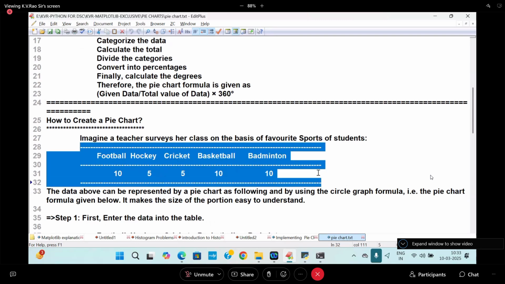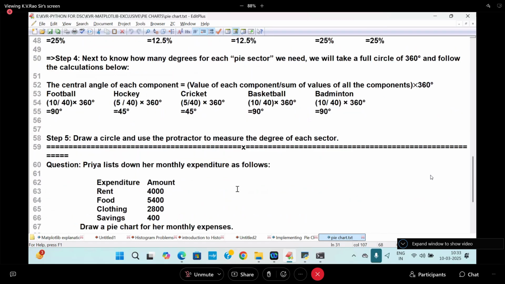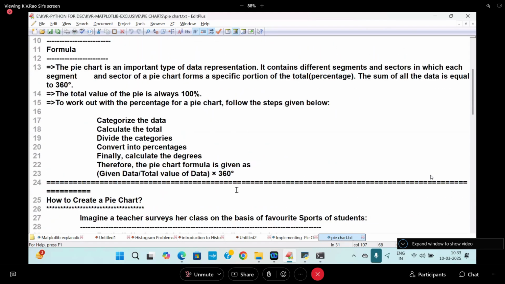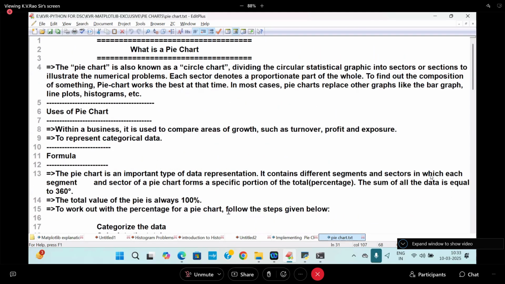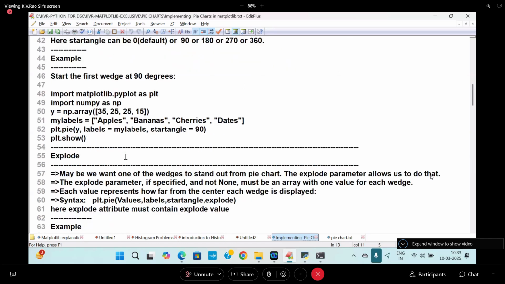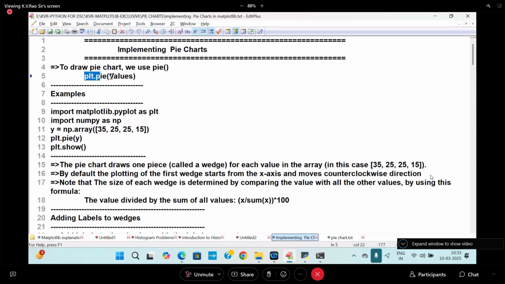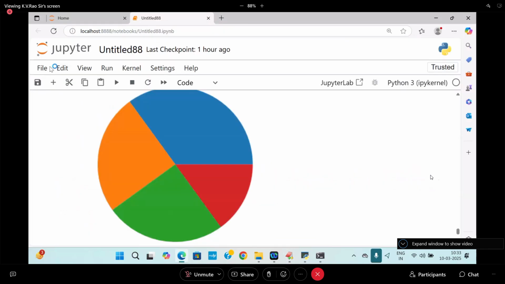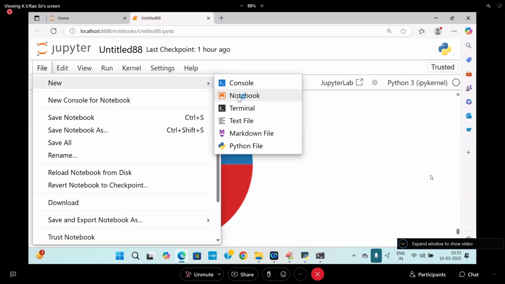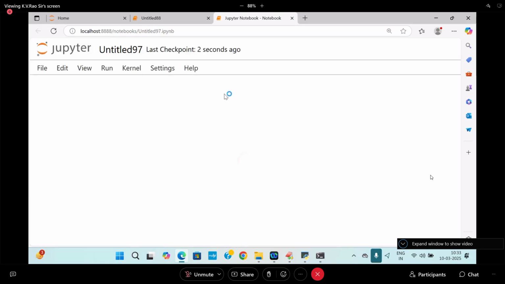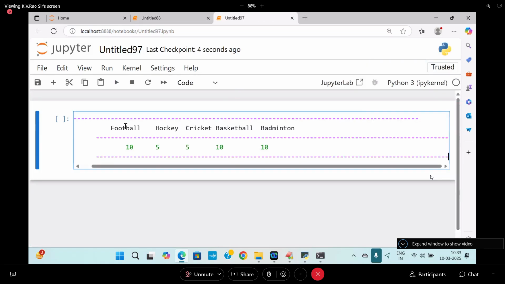So how do you write it? The pie chart diagram, you see. What is that pie chart diagram? In implementation, there is a big story behind that. What is the diagram here? plt.pie, plt.pie. I want to take those values. Go to the new one. There you will take these values. Take this data.